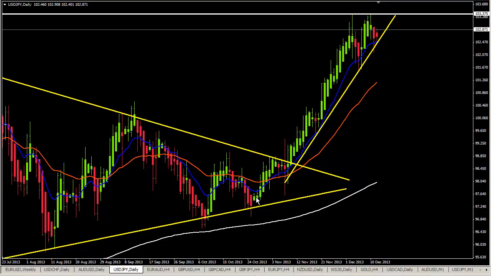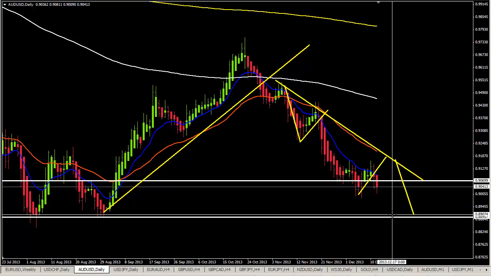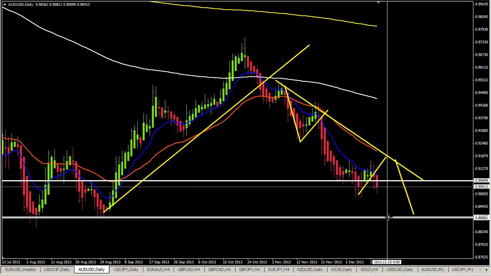Dimitri says, I hedged my Aussie US dollar possibly from the daily chart. Okay, there we go. Let's check this. Australian dollar, US dollar on the daily chart. You mean if it hits support down here and you get a bounce, you want to hedge it down here? Okay, yeah, it's actually a good idea.